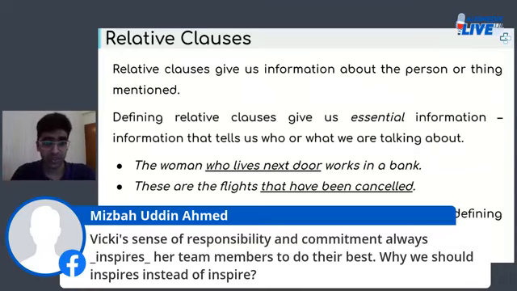If you were to drop the phrase "sense of" and just say "Vicky's responsibility and commitment," maybe then you could go with "inspire." You could say, "Vicky's responsibility and commitment always inspire her team members to do their best." But now that you've brought in the phrase "sense of," this phrase connected with responsibility and commitment expresses a singular subject that needs to be followed by a singular verb. So you have, "Vicky's sense of responsibility and commitment always inspires her team members to do their best."